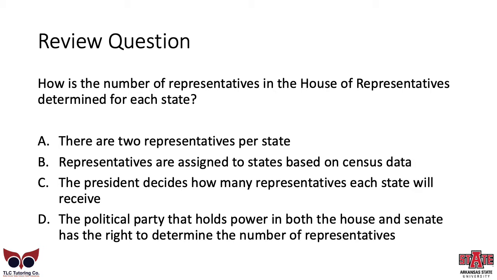Review question. How is the number of representatives in the House of Representatives determined for each state? A. There are 2 representatives per state. B. Representatives are assigned to states based on census data. C. The President decides how many representatives each state will receive. Or D. The political party that holds power in both the House and the Senate has the right to determine the number of representatives. The correct answer is B. The number of representatives are assigned to each state based on census data.